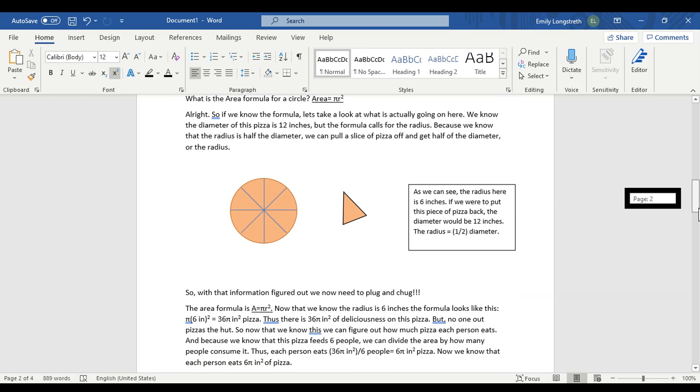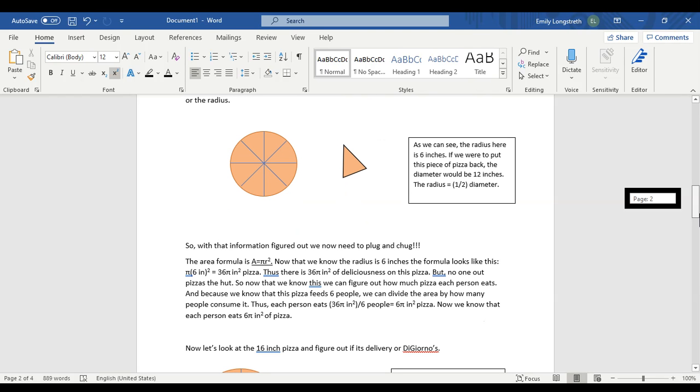So now that we've figured that out, we can plug and chug. Pi times 6 inches squared gives us 36 pi inches squared of pizza. Thus, there's 36 pi inches squared of deliciousness on this pizza. But no one out-pizzas the hut, so we'll never have enough pizza.